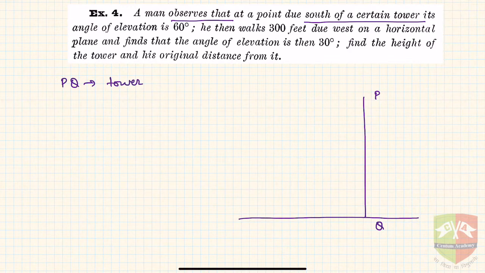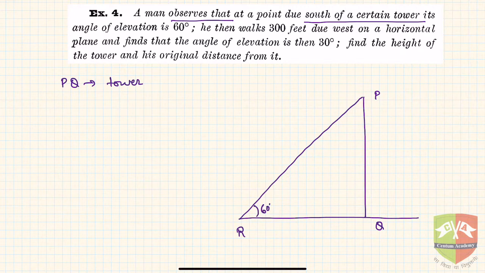And let us say a point R is due south, as it is mentioned. Now don't go by the actual positioning of the point. Usually south will be in the downward direction. But for the convenience of representing it in three dimensions, we are taking R, and let us say R is south of Q, and its angle of elevation here is given as 60 degrees. So this is 60 degrees.